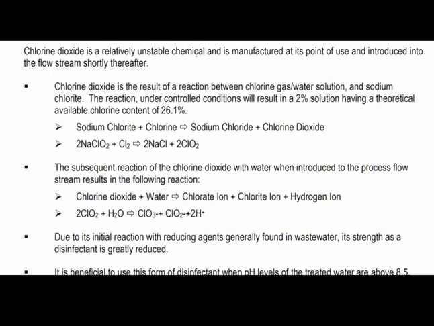Chlorine dioxide is a relatively unstable chemical and is manufactured at its point of use and introduced into the flow stream shortly thereafter. Chlorine dioxide is the result of a reaction between chlorine gas and water solutions and sodium chlorite. The reaction under controlled conditions will result in a 2% solution having a theoretical available chlorine content of 26.1%.